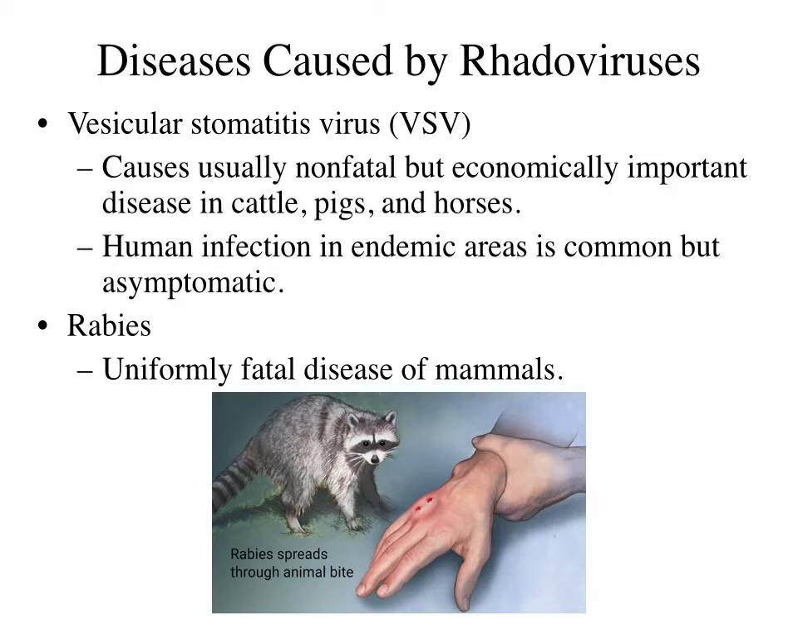Human infections are generally associated with exposure to infected animals, and in humans, disease is usually a febrile illness. In rural areas where it's endemic, greater than 25% of farmers are seropositive. Human infections are asymptomatic or mild and can be accompanied by a herpes-like lesion in the mouth or nose. But we want to focus on rabies, which is a uniformly fatal disease of mammals.